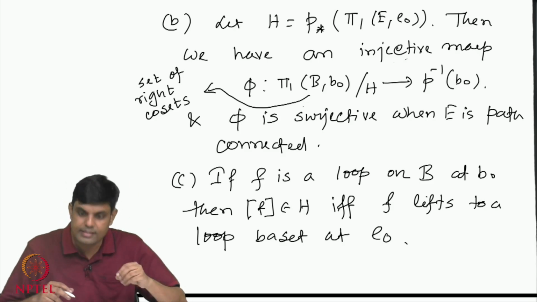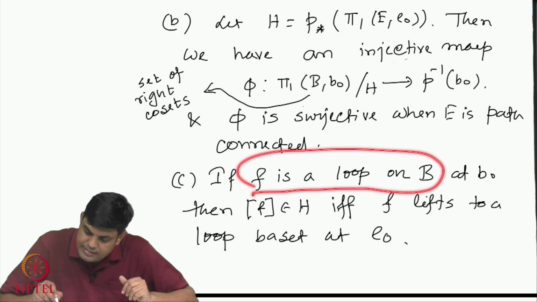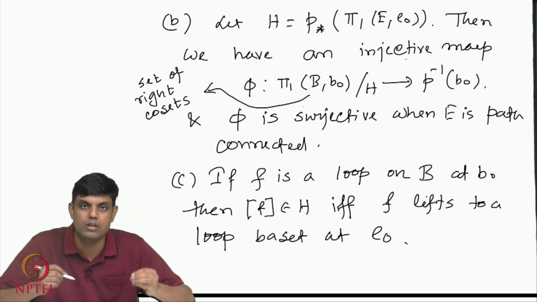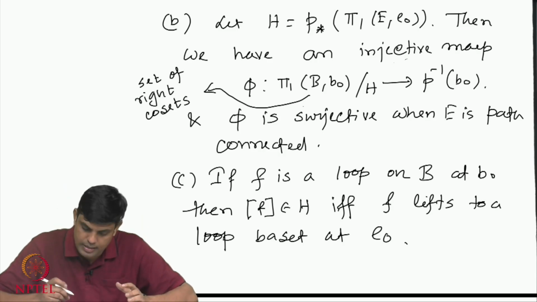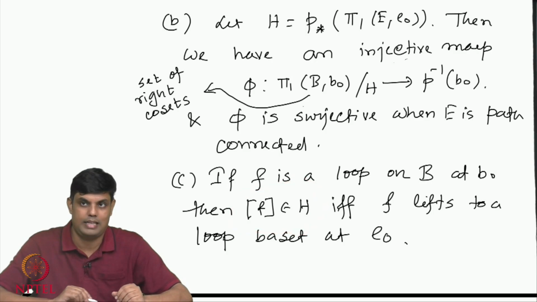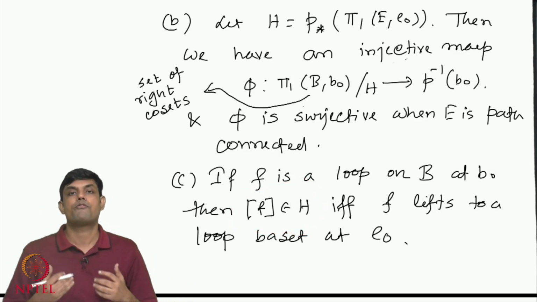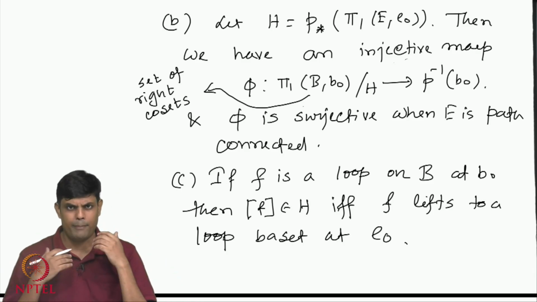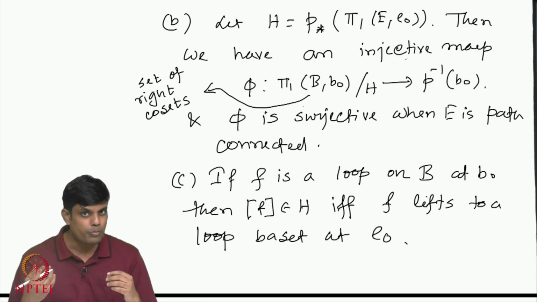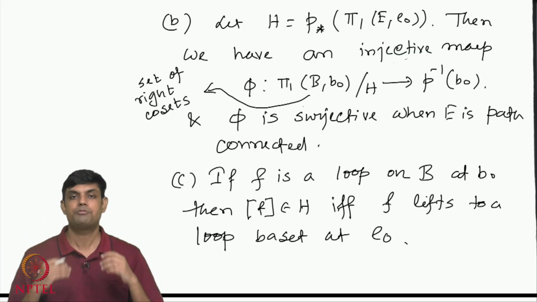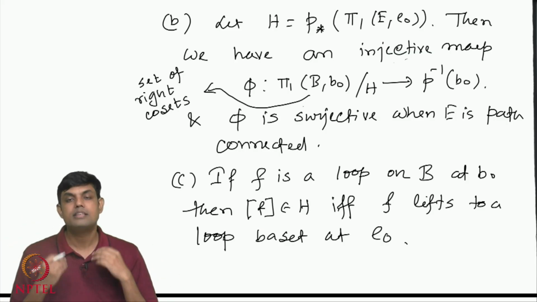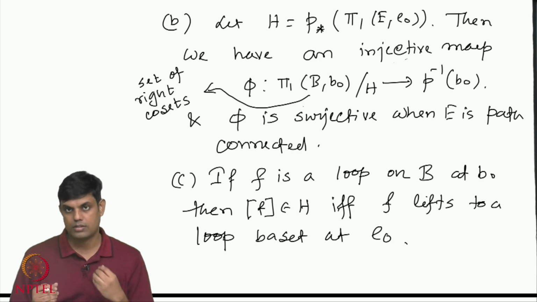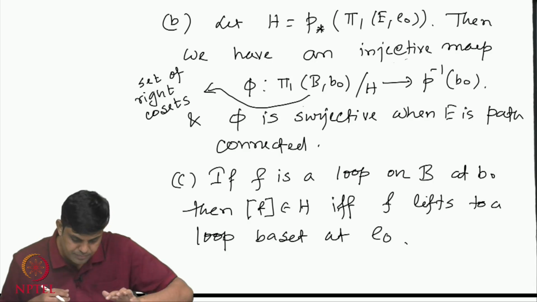which says that if F is a loop on my base space at B0, then the corresponding homotopy class of the loop belongs to the image of P star if and only if the lift of this loop is again a loop. So the lift of a loop may not be a loop in general; the lift of a loop will however be a path. But here I am saying that if the lift of a loop is again a loop at E0, then these are precisely the elements which lie in the image of P star, the image of the induced homomorphism by the covering map. Okay.